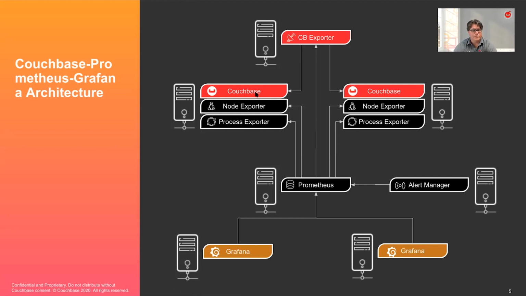So overall, Couchbase in a cluster, node exporter and process exporter running on Couchbase. The Couchbase exporter is running external. Prometheus scrapes the exporter, the exporter scrapes Couchbase. Alert Manager monitors Prometheus, and Grafana monitors Prometheus. And Grafana is what we use to dashboard our metrics.